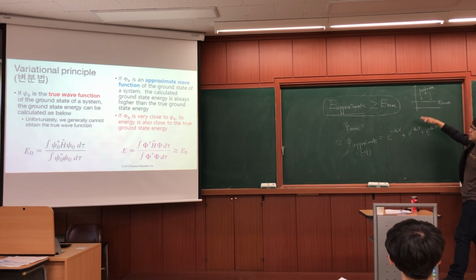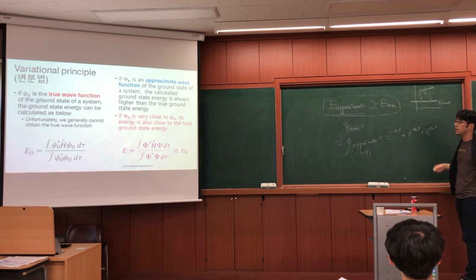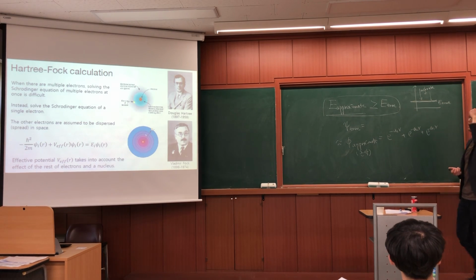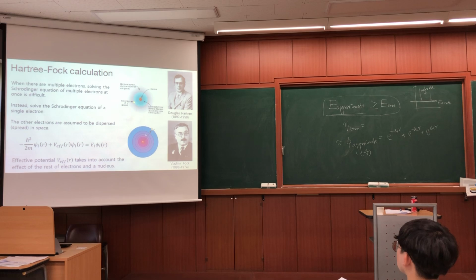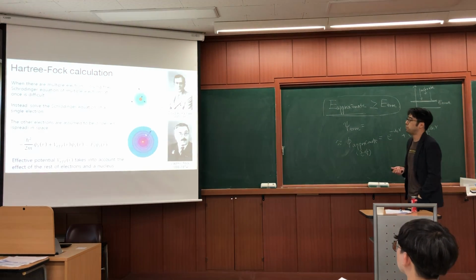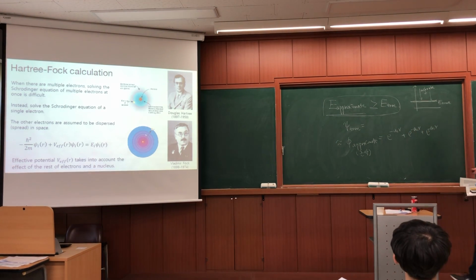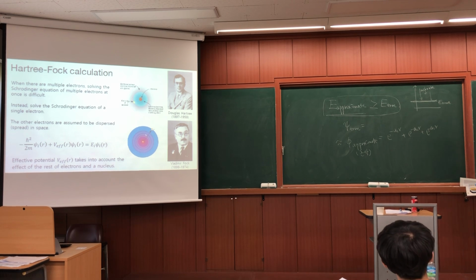그러다가 어느 순간에는 아무리 바꿔도 에너지가 더 이상 낮아지지 않겠죠. 정말로 true solution의 근처에 왔다면 더 이상 내려갈 수가 없기 때문에, 계속 바꾸다가 더 이상 안 내려가는 데쯤 스톱한다는 거예요. So that's the key point of variation principle. So that was the review of the materials we covered last class.